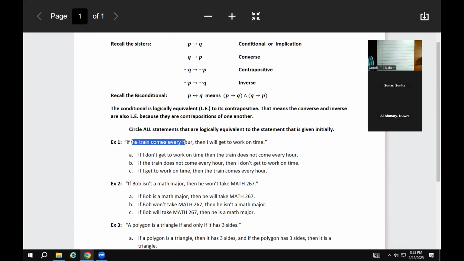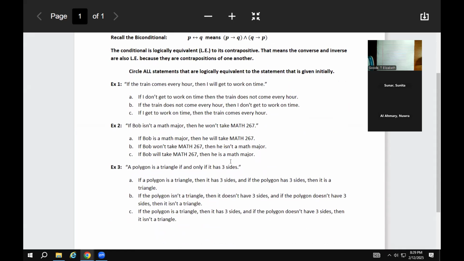FYI, we usually don't put the if in the statement P because it's if P then Q. So P would just be the train comes every hour. Does that make sense? Yes. Okay, good. And then for Q, I said I will get to work on time. Perfect. So this first one is if P then Q. So what did you come up with for A, B, and C there?